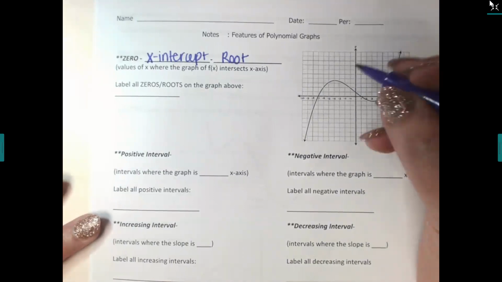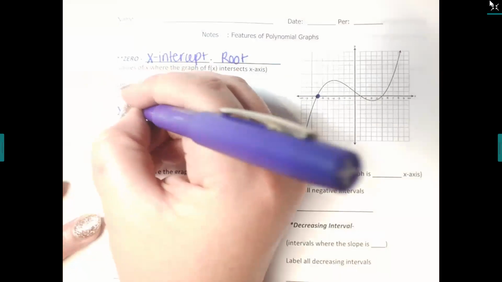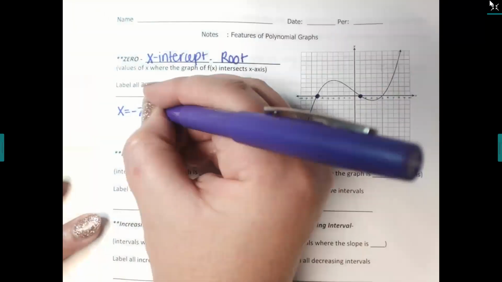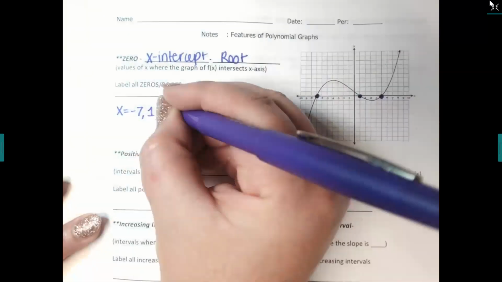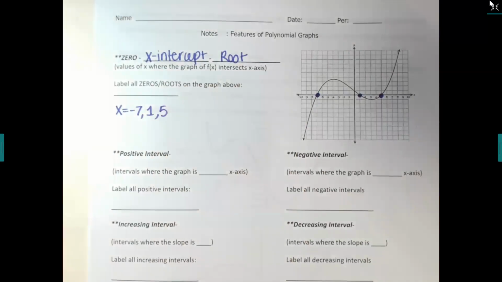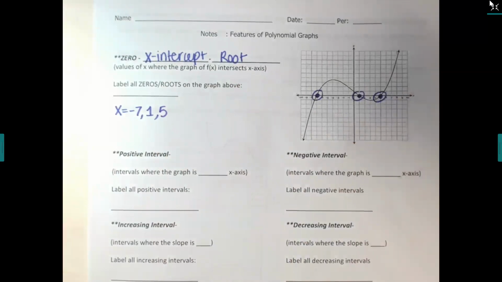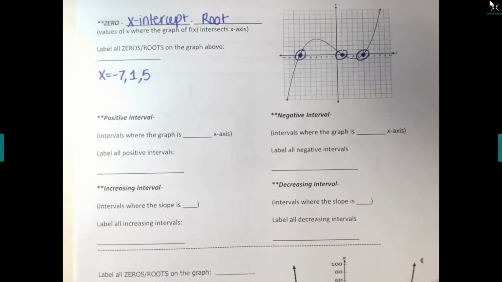So for example, on this graph, I have one at -7. I have one here at 1. And then I have one over here at 5. So labeling the zeros should be pretty simple. They're going to be these points along the x-axis. Next thing we are going to be looking for is positive and negative intervals.